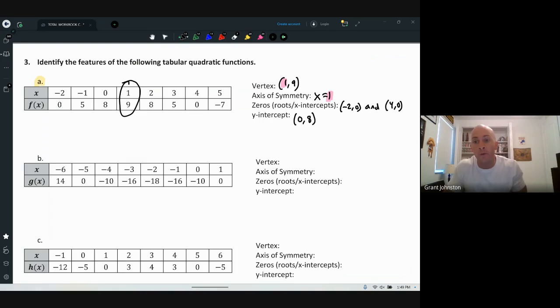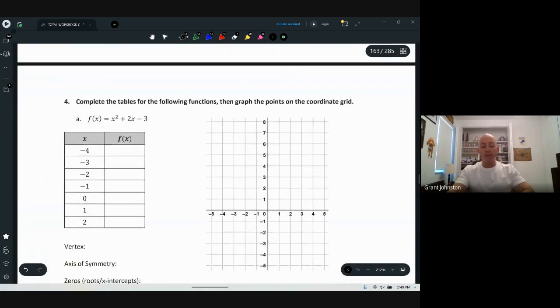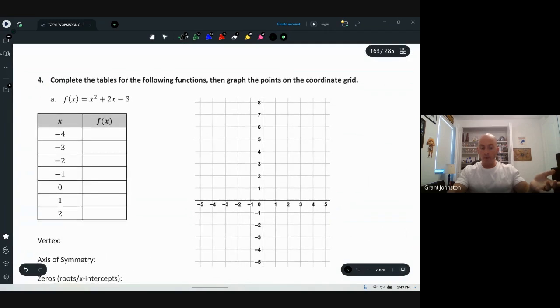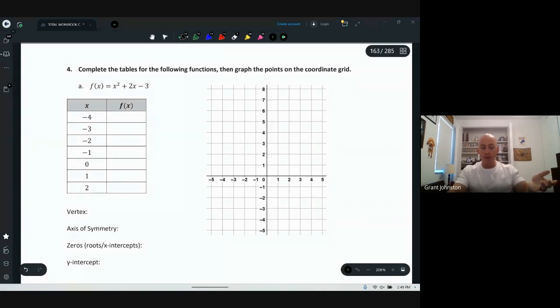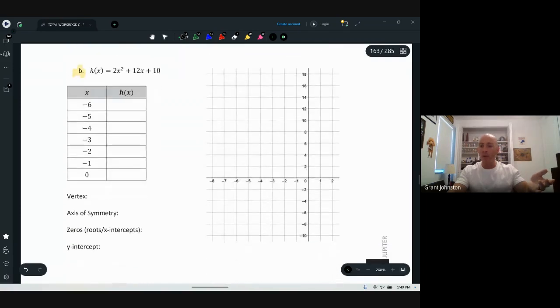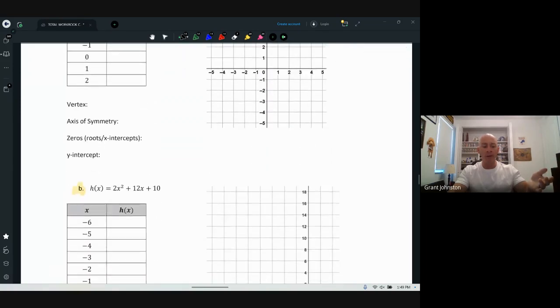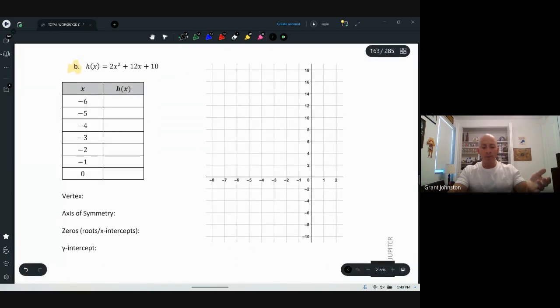Now, of course, you're more than welcome to sketch it out, get some grid paper and plot points and do it that way. So I'll let you do B and C. And speaking of graphing it out, that's what we're going to do with number 4. It says complete the tables for the following functions, then graph the points on the coordinate grid, and then we're going to find the key features. So I'm going to do B. It's a little bit harder than A.